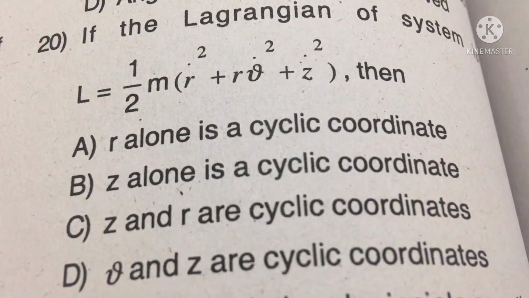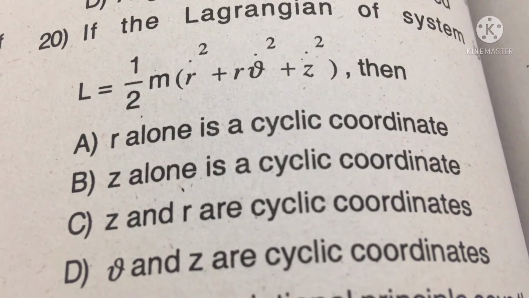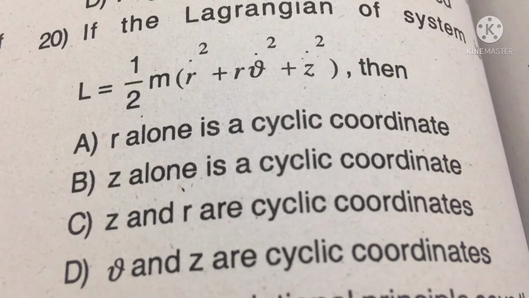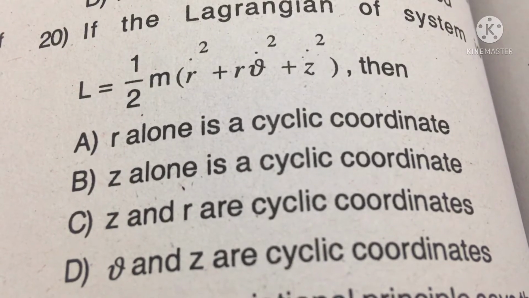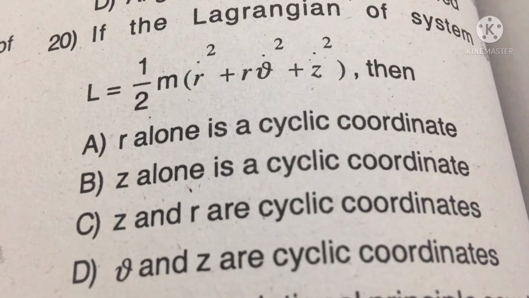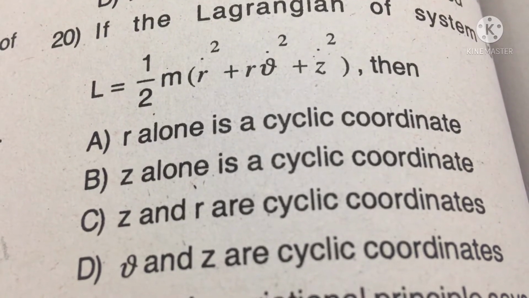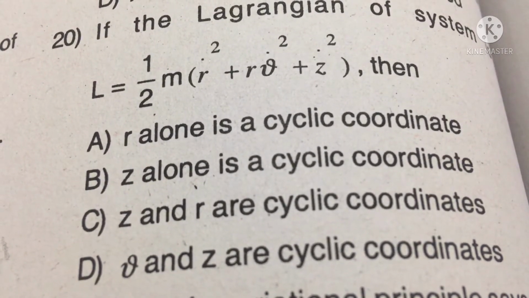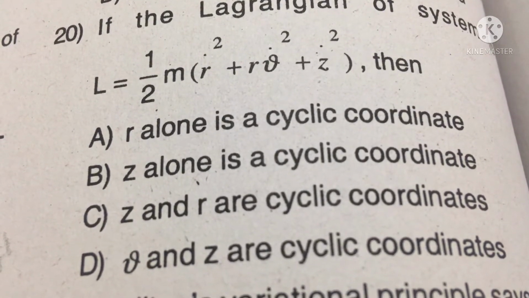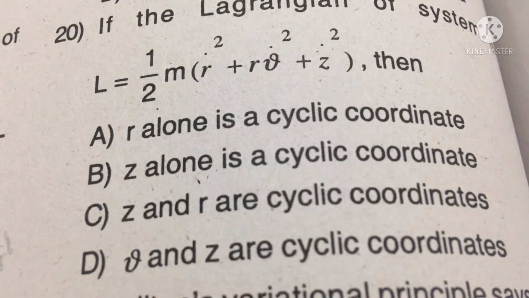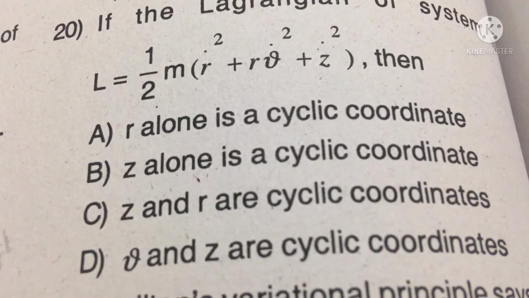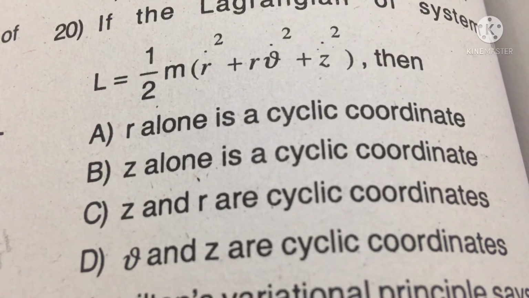If the Lagrangian of the system is L = ½m(ṙ² + r²θ̇² + ż²), then which is a cyclic coordinate: r alone, z alone, z and r, or θ and z? What is a cyclic coordinate? If a coordinate is absent in the Lagrangian, then ∂L/∂qk is equal to 0, and that coordinate is called a cyclic coordinate.